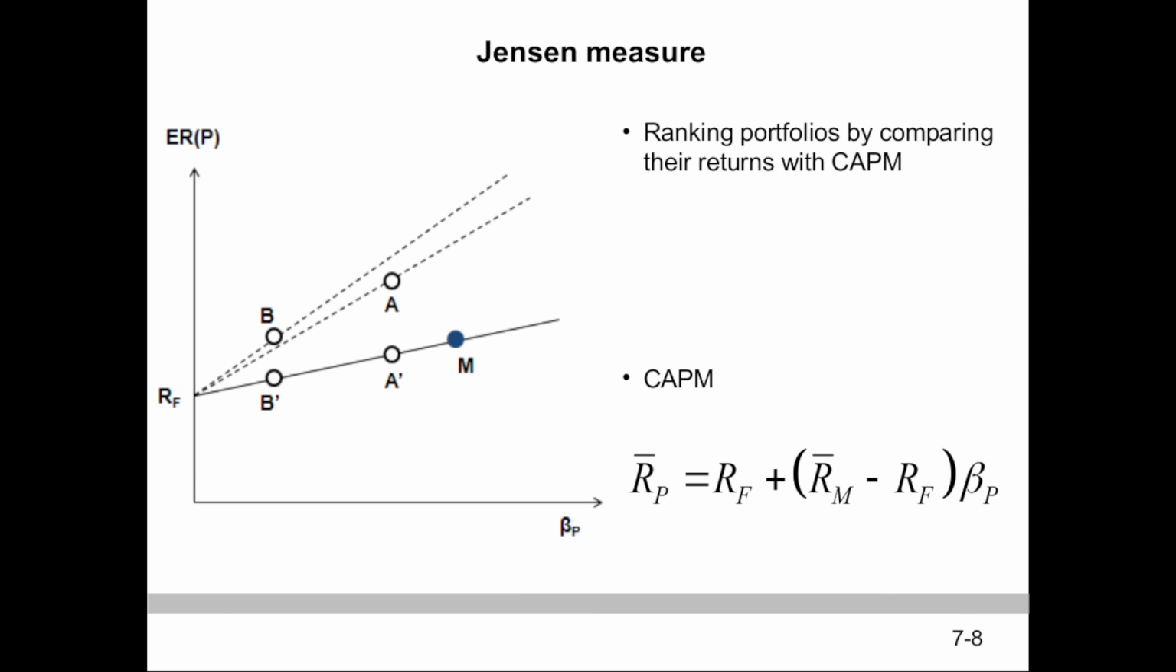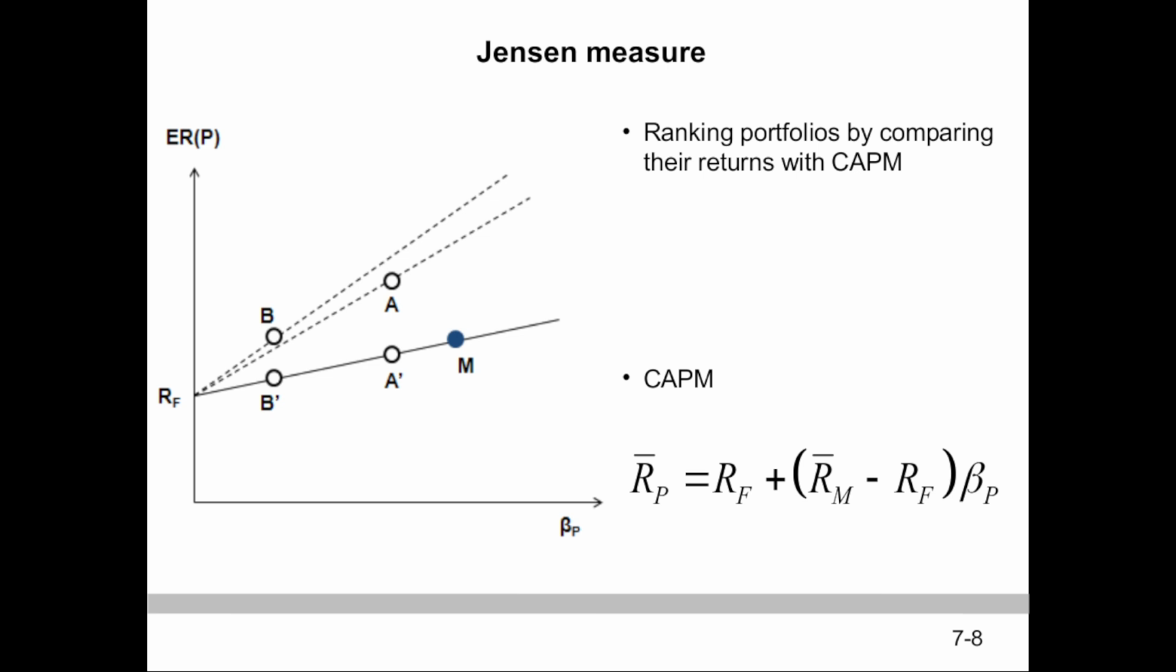The Jensen measure. This measure ranks portfolios by comparing their returns with the CAPM, and we have the difference between B and B plus smaller than the difference between A and A plus. Therefore, portfolio A had a better performance than portfolio B in this case.